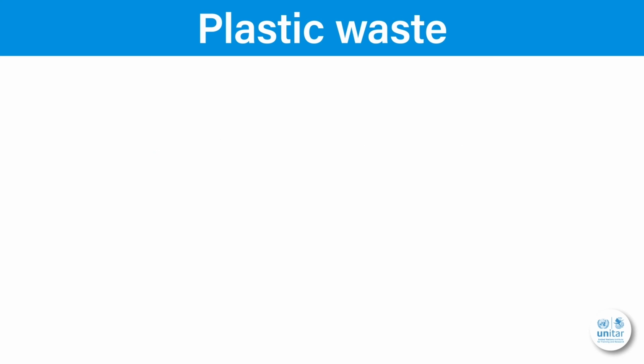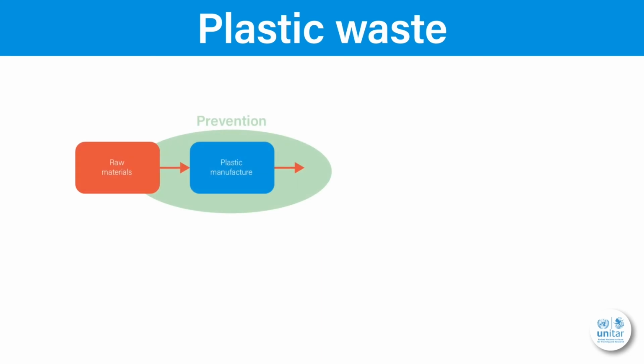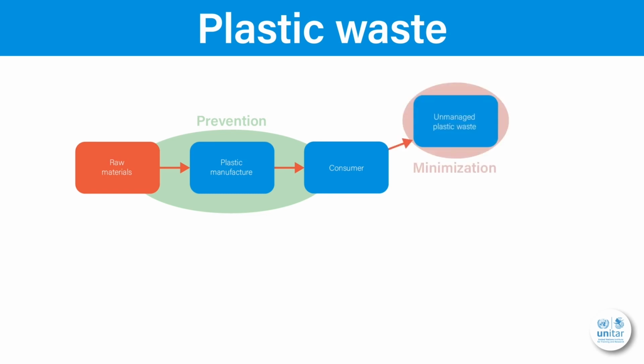Now let's talk about plastic waste management. The best plastic waste is the one never generated in the first place. To prevent plastic waste generation, interventions can be done at both the manufacturing level and the consumer level. Once plastic waste is generated, a huge effort should be put on minimizing the unmanaged plastic waste.